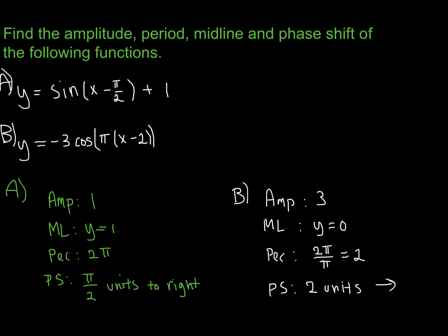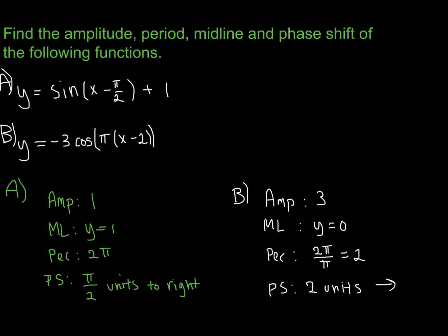The one thing that is probably worth talking about is, of course, your midline is a line. It's not 1. It's the line y equals 1. Your period is pretty straightforward, right? We're looking at whether we're speeding up or slowing down, how long it takes to go around our circle. And so that can be defined as 2 pi over the b parameter.